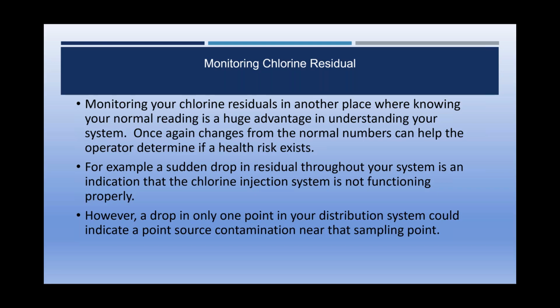However, if you have a drop at just one point in your distribution system, or from one point farther on, that's an indication that you might have a source of contamination within your distribution system. And I've run into this several times. We were working on a plant that had, actually it was an old system, but they put in a brand new sixplex, and we could not get a good residual out of that system. And we ended up getting bacteria out of the system as well, right at the sixplex.